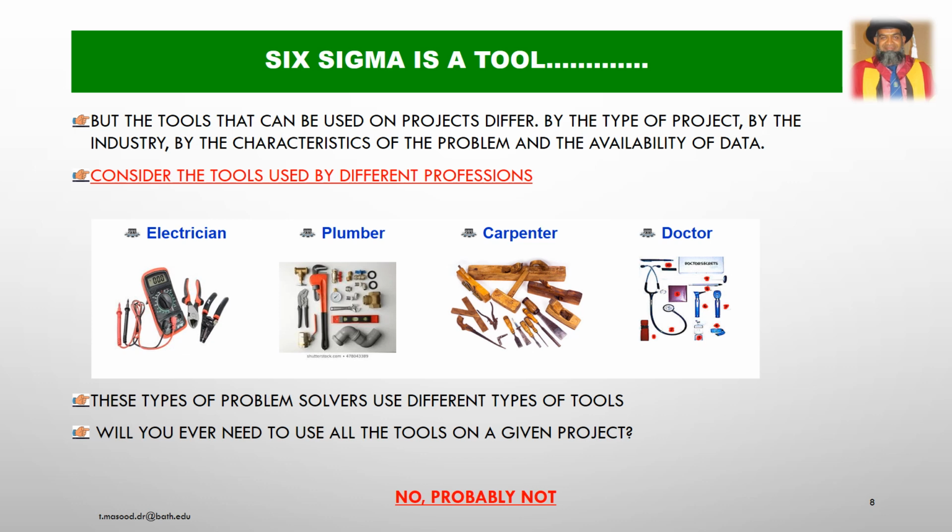Now, in this slide, I'm going to discuss that Six Sigma is a tool, but the tools that can be used on projects differ by the type of project, the industry, the characteristics of the problem, and the availability of the data. Consider the tools used by different professions: electricians, plumbers, carpenters, and doctors. These four different professions use different tools to identify and fix issues. Will you ever need to use all tools on a given project? The answer is no, probably not.